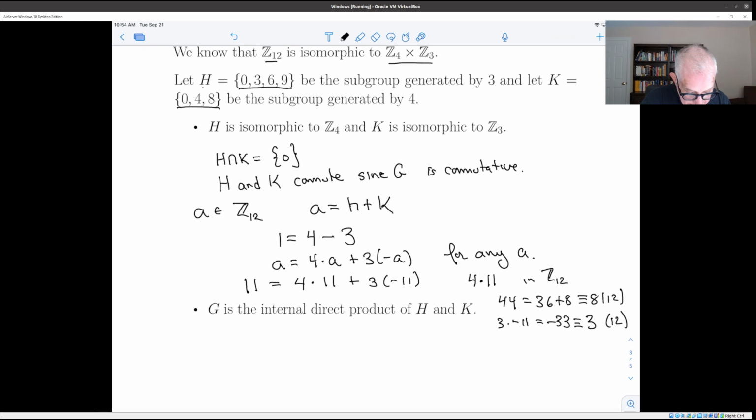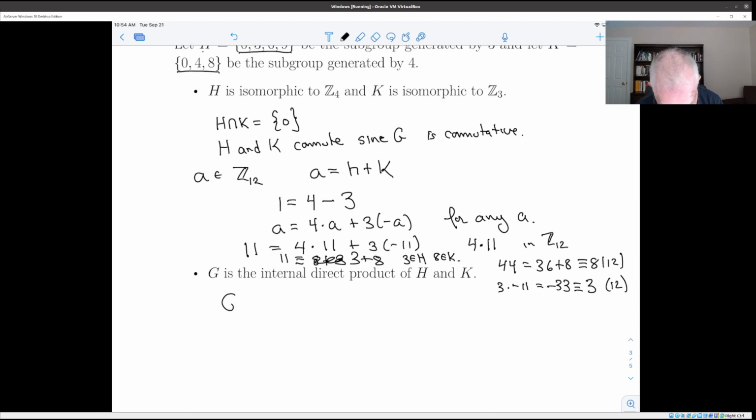And so we've shown that 11 is congruent to 8 plus 3, or maybe I should write it as 3 plus 8, and 3 is in H, and 8 is in K. So by a similar trick, you can get every element in Z mod 12 by combining the elements of H and the elements of K. And in fact, that tells you that these two groups satisfy the conditions to be an internal direct product.